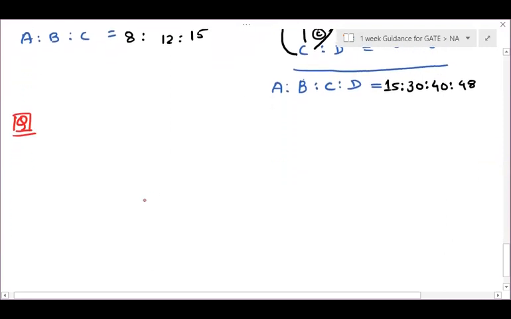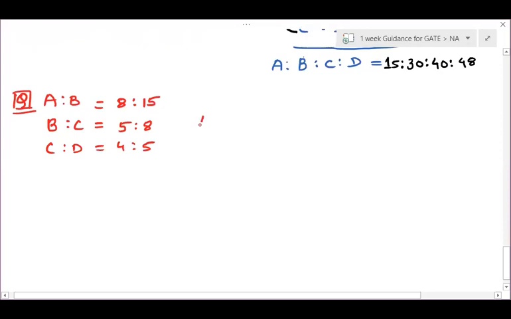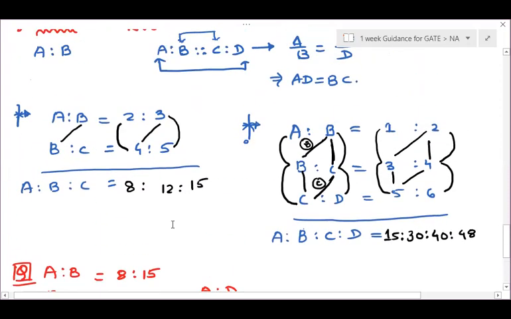So today our first question is: if A is to B is 8 is to 15, B is to C is 5 is to 8, and C is to D is 4 is to 5. And the question asks you to find A is to D. Okay. One of the students is telling me to repeat. I'll repeat this. Exactly 2. That's why I was asking. Okay. So 2 students are requesting repetition.